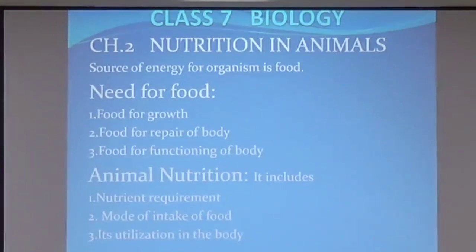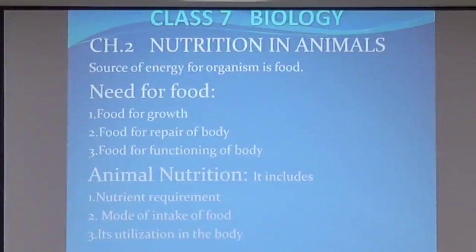Secondly, when any damage happens to the tissues of the body, repairing is required. For that, new tissues have to be formed, and we get them from the food which we are eating. And regular functioning of the body, all vital functioning which is happening in the body, also requires energy. That energy also we get from the food. So, today in this class, we are going to study about animal nutrition.